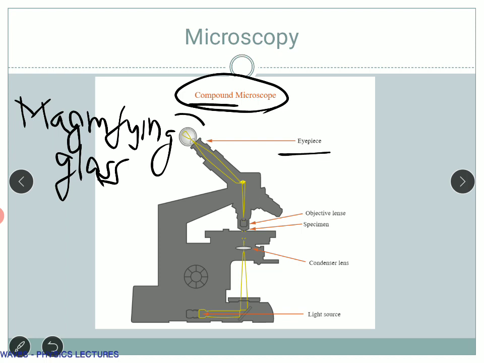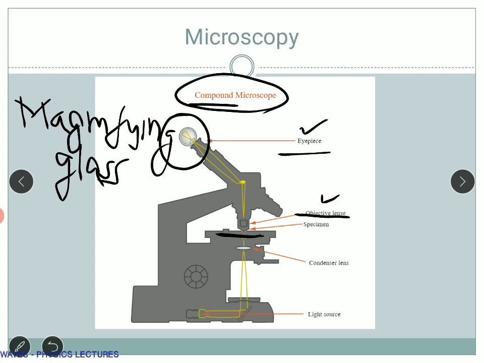Here is your eyepiece, and through the eyepiece you are going to visualize the specimen which is kept somewhere here. Before the specimen there is one more lens, which is called the objective lens. So the magnification that we talk about is basically a magnified image which is a contribution from both the objective lens as well as the eyepiece.